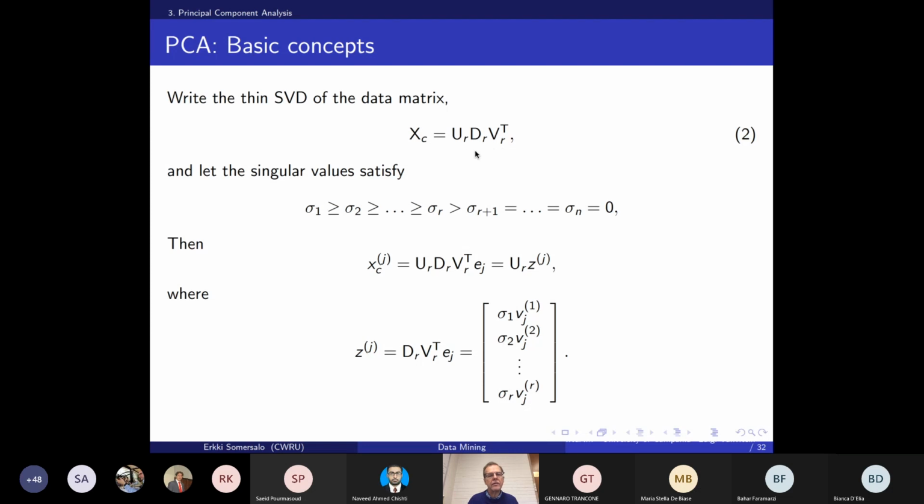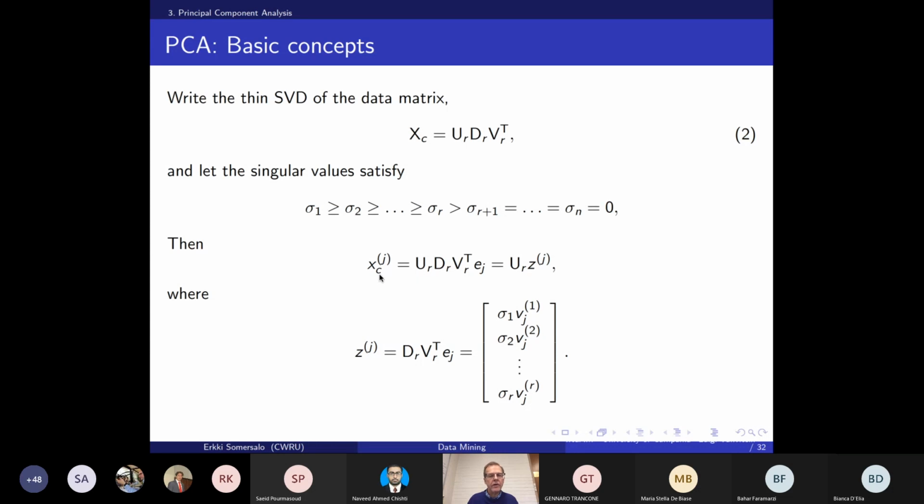So this way, I am containing all important information of my matrix XC in a compact way, so that I'm not keeping singular vectors that correspond to 0 singular values.